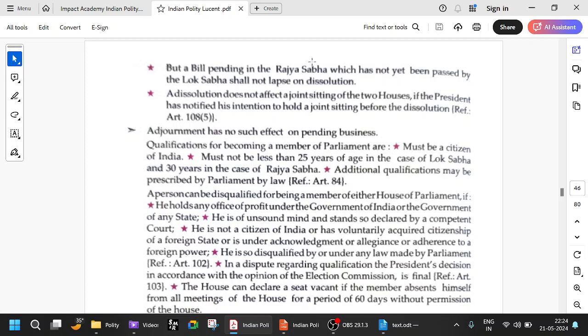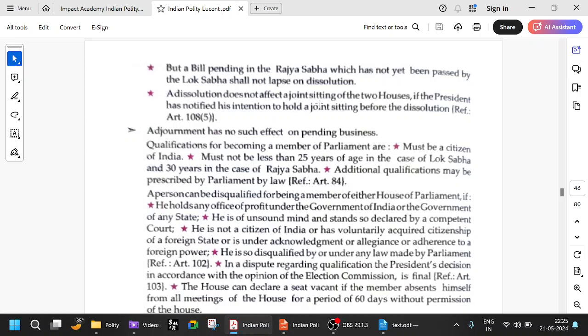But a bill pending in the Rajya Sabha which has not yet been passed by the Lok Sabha shall not lapse on dissolution, because Rajya Sabha is a permanent body. So observe this, a bill which is pending in the Rajya Sabha but has not yet been passed by the Lok Sabha. It doesn't matter, because even after dissolution, when a new Lok Sabha comes, that Lok Sabha can take up the bill because it is not yet taken up. And Rajya Sabha is a permanent body.